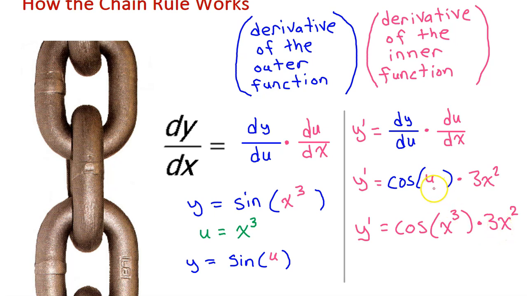Now in practice, we don't really do this u substitution. We just take the derivative of the outer function, keeping the inner function the same, and then we multiply by the derivative of that inner function. And that's the chain rule.